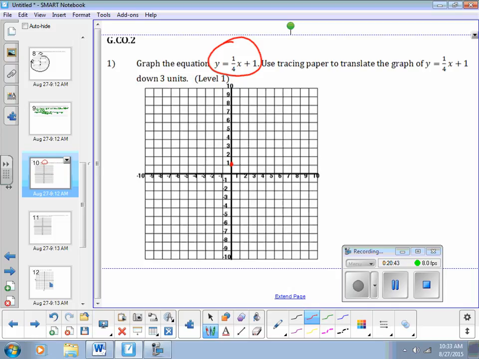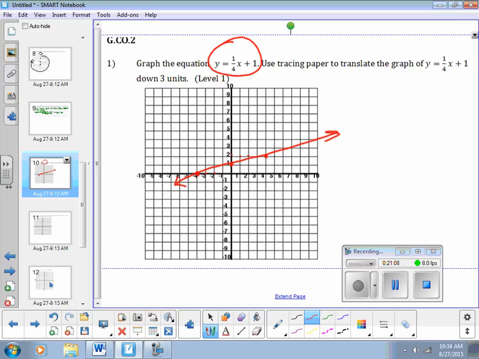Up 1. To the right 4. Put a dot there. You can go down 1 and to the left 4 so you can connect all your points. Yep. So the graphing of those equations, everybody feel confident on those? You can do those super easy? Yep. All right.